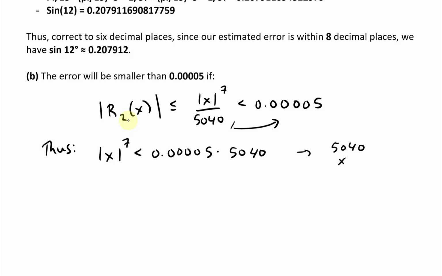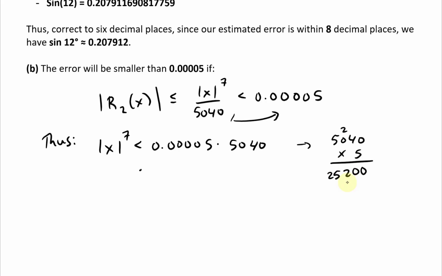Instead of just using a calculator, let's just do some algebra for fun. So 5040 times 5, then 5 times 0 is 0, 5 times 4 is 20, so it's 0, 2, 5 times 0 is 0, add 2. So then now 5 times 5 is 25. So we get 25200, and that's how many zeros? This is the 5 decimal places right there. So in other words, this is going to be less than 25200, and now we have to move it 5 decimal places. This is 1, 2, 3, 4, 5.